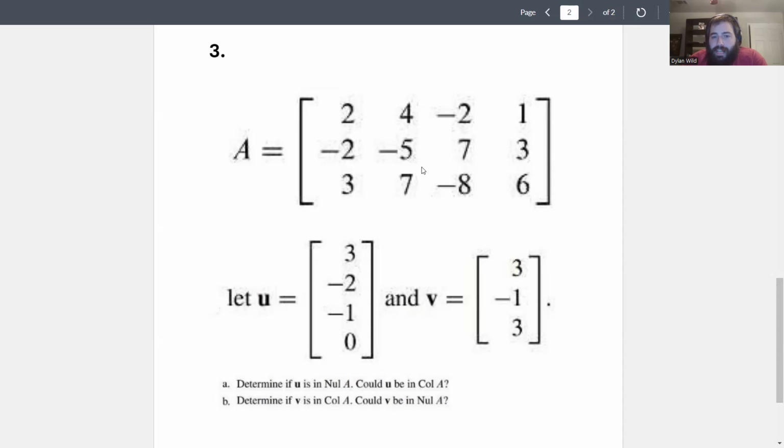If we match that up to A, we notice that I have enough columns going across A to match up with the number of entries going down in u. And I also have enough rows in A to match the entries in v. This is going to come into play as we start to answer these questions, because we're going to try to figure out what vectors fit into what spots as far as the null space of A and the column space of A.